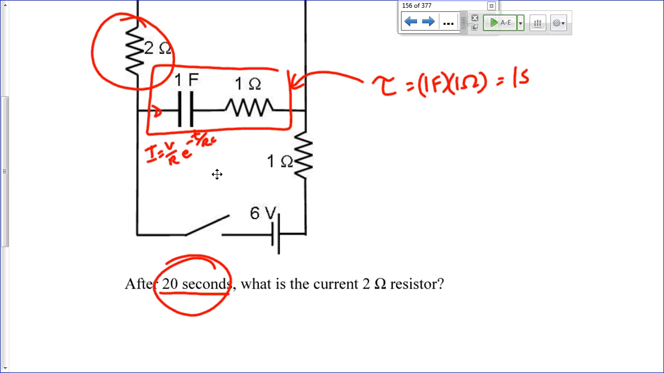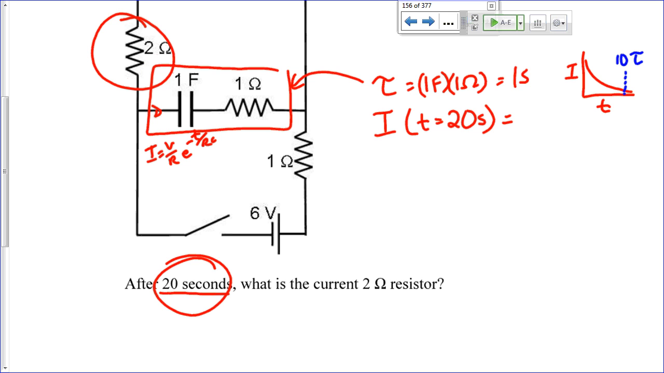So the current then in this part of the circuit at t equal 20 seconds is equal to what? What's the current in that circuit? Remember, current versus time, I versus t. As we're charging, it looks like this. All right, so after 20 seconds, that's going to be 10 tau, which will be out here roughly. What is our current going to be? It's going to be 0. So I at t equal 20 seconds is going to equal 0 amps.